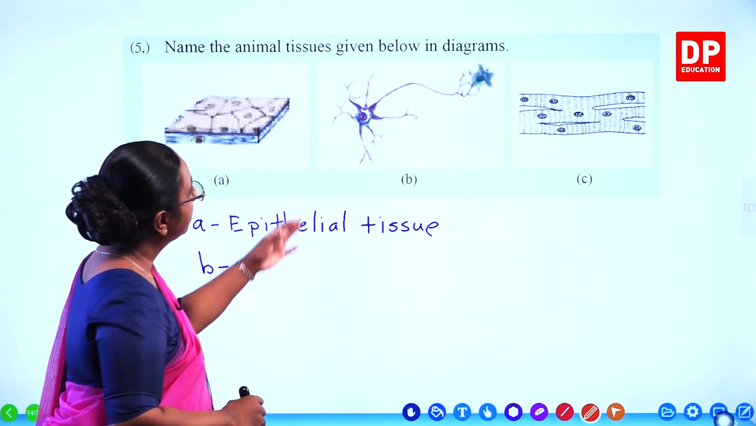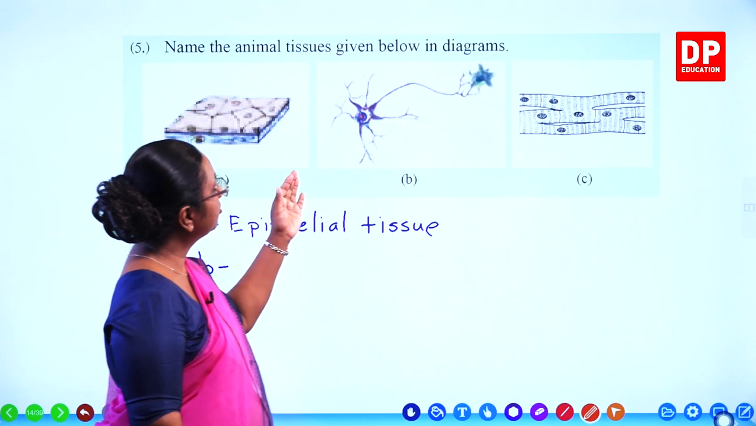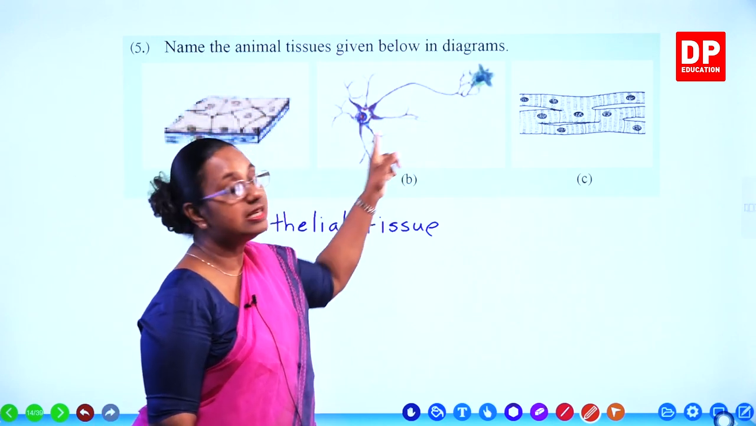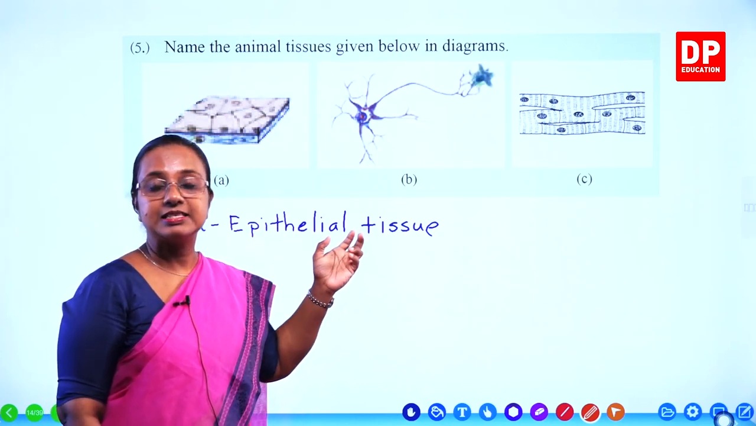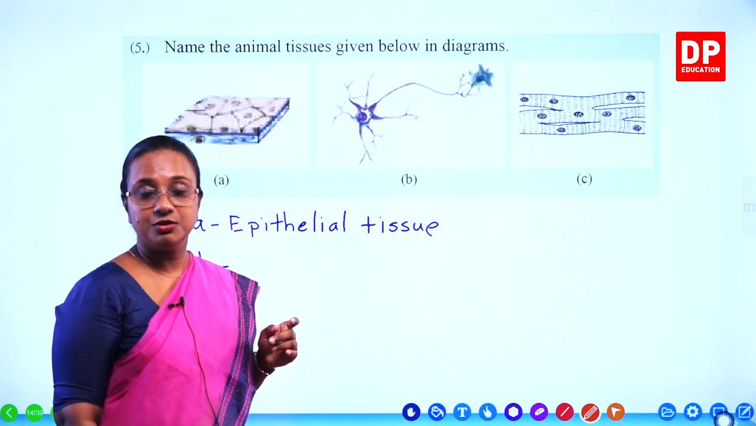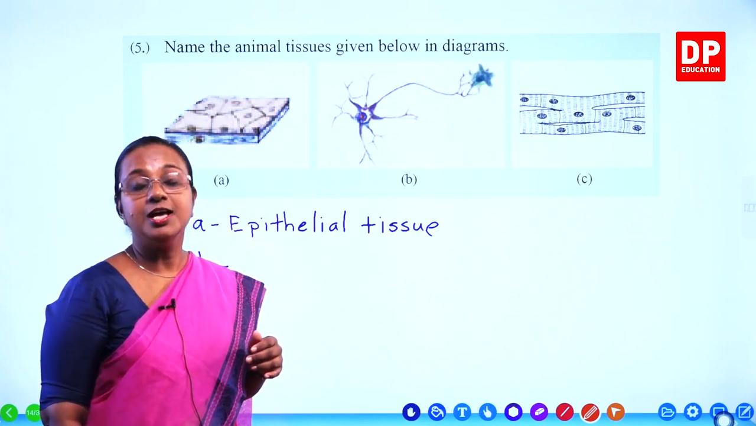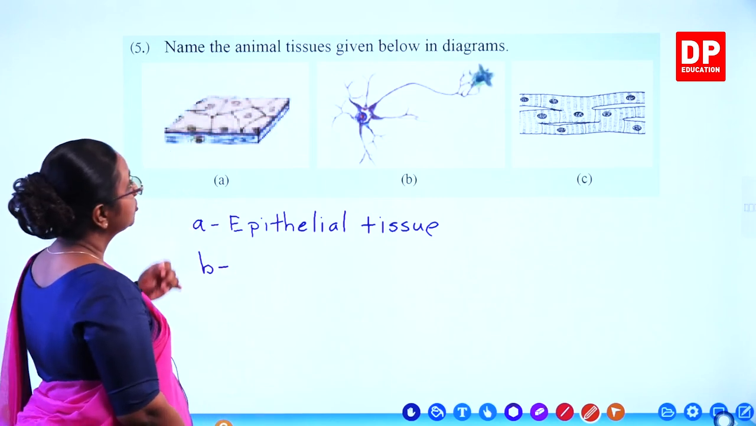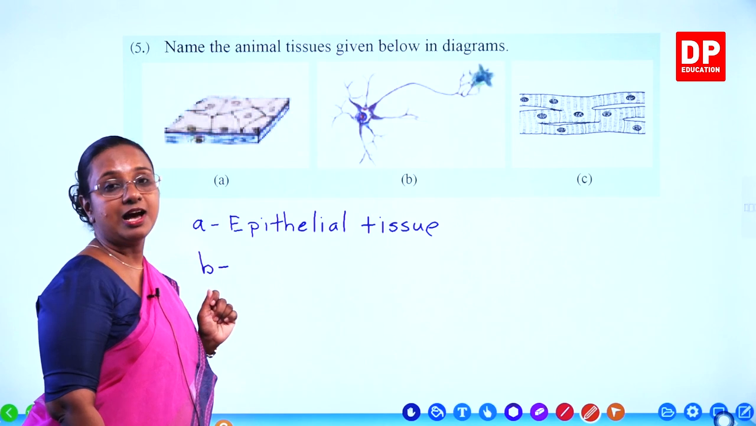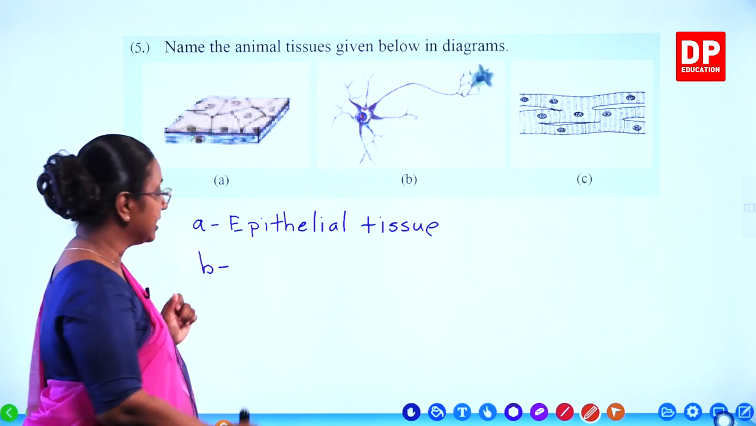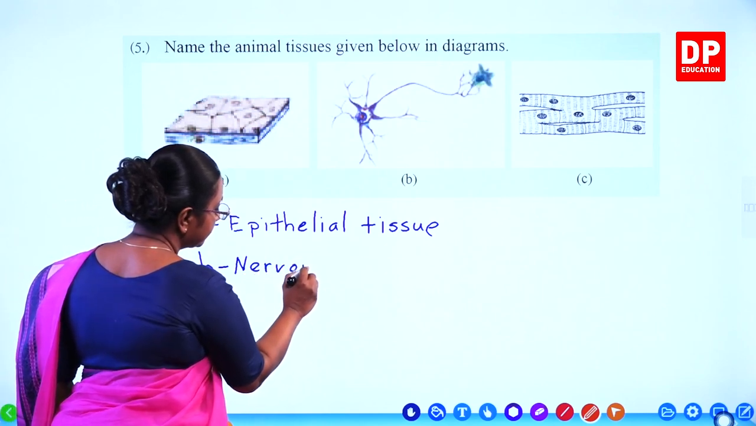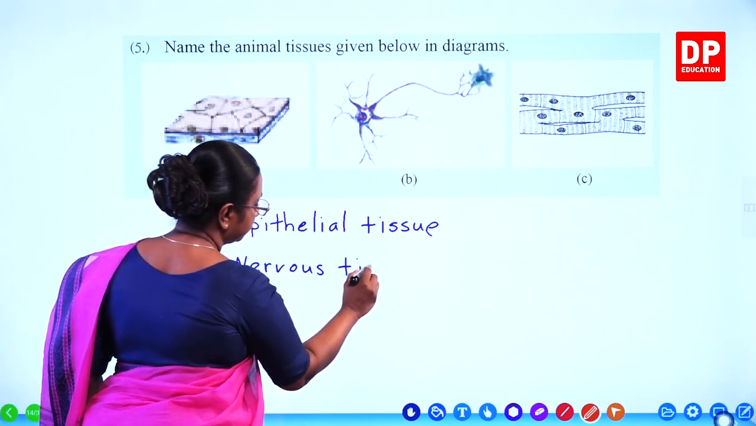Then B. What is B? When you look at the cell, you can identify the cell body and the nerve fibers, axon and the dendrites. So this has to be a neuron which belongs to the nervous tissue. So since they have asked us to identify the tissue, we will write the answer as nervous tissue.